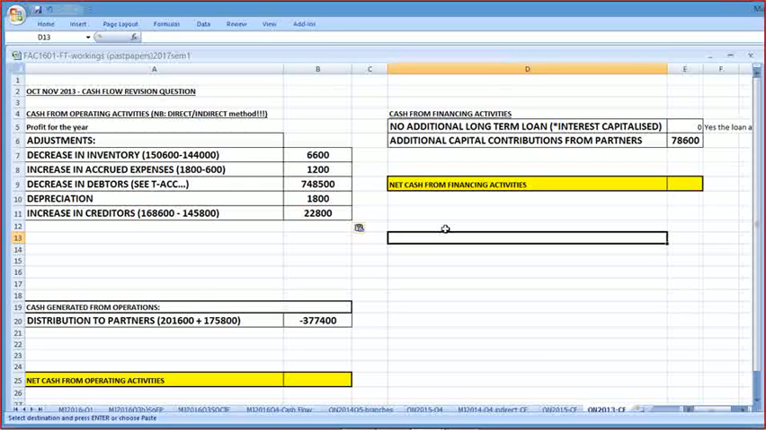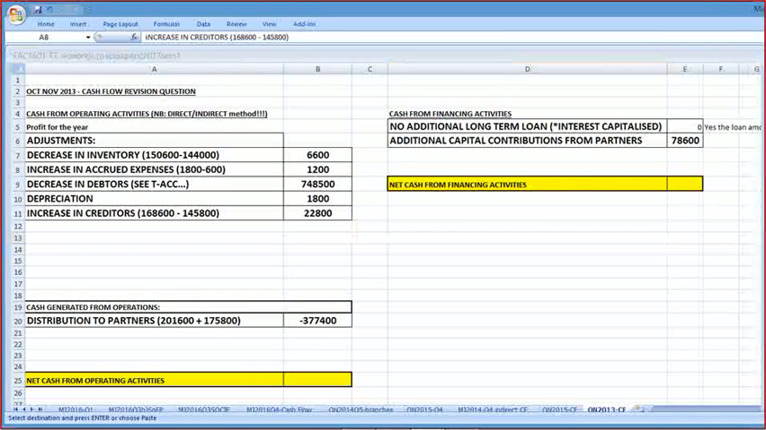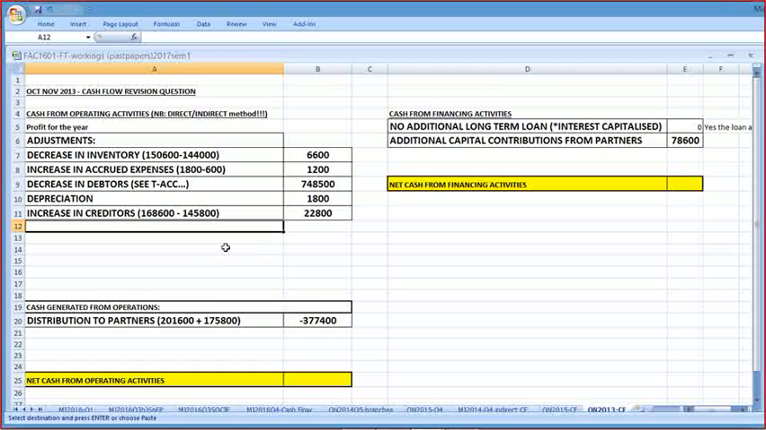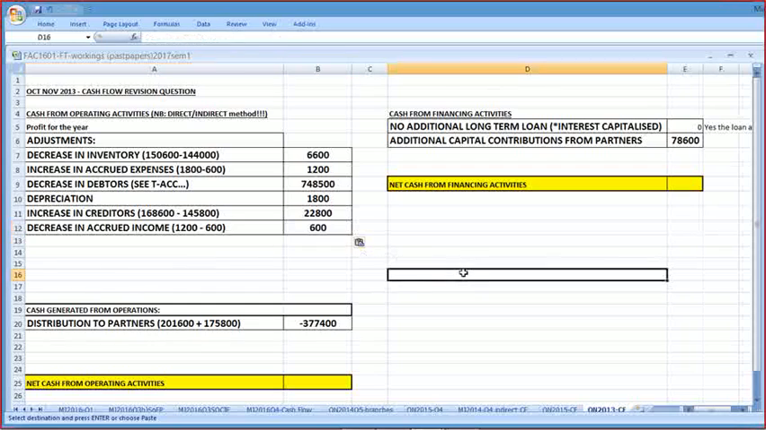What else? Keep going. Okay, accrued income, rent receivable. Do we need it? Yes. It's a current asset. What happened to it? Increase or decrease? Decrease. Good. So that's seen as an inflow. Decrease in the current assets. Okay, I just need to write this in quickly. Decrease in accrued income. Okay. Keep going. What else?